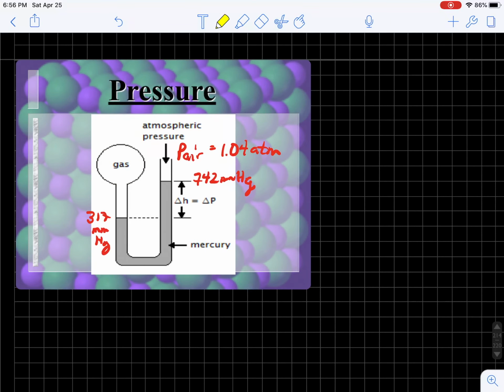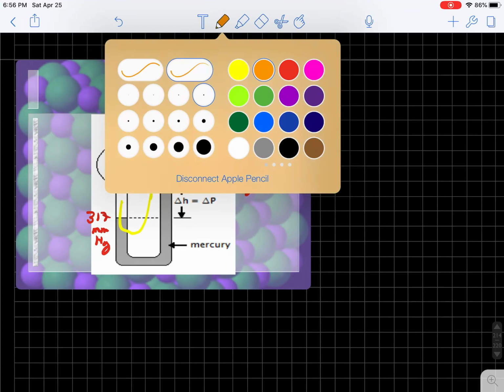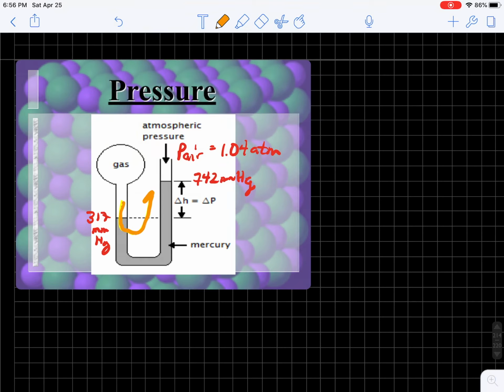So now we have to determine, how is the mercury moving? Well, the mercury is moving away from our gas sample, which means that the pressure of our gas is greater than the pressure of our air. So let's set up an equation to deal with that. Pressure of the gas is greater than pressure of the air, so it's got to be pressure of the air plus delta H. And so now we can substitute in.